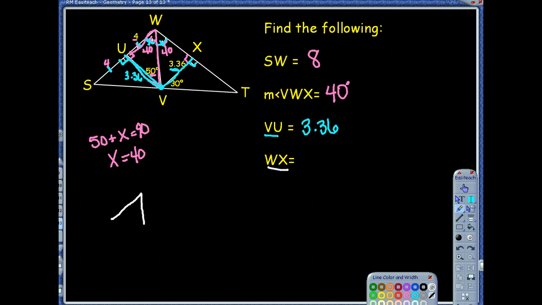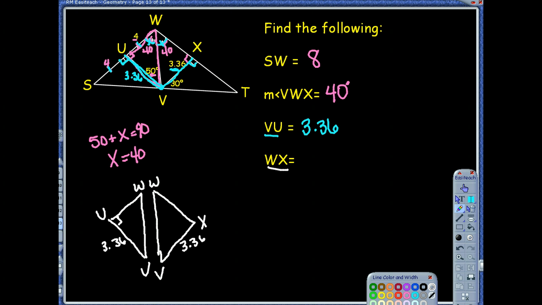I'm going to redraw them real quick because I just got a mess of stuff going on up here. Sometimes I confuse myself when I do it. I see where you're going, but just so everybody else does too. WXV. So we know that this was our 3.36, and those were both the same. These were both perpendiculars. This was 40 degrees, which isn't going to be helpful in finding a side, so I'm going to leave that off for right now. But I know they're congruent, so I'm just going to mark that they're congruent.